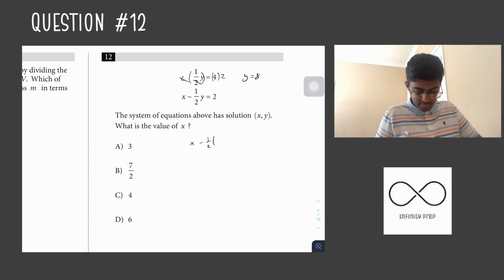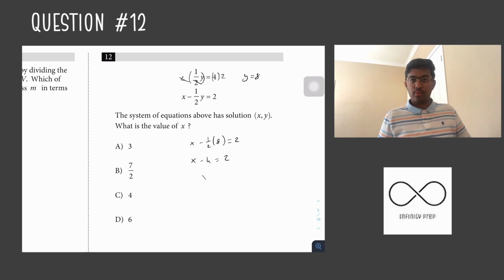So x minus 1/2 times 8 equals 2. And x minus 1/2 times 8 is 4, so x minus 4 equals 2. And add 4 to both sides to isolate x, and we get x equals 6. This is answer choice D.